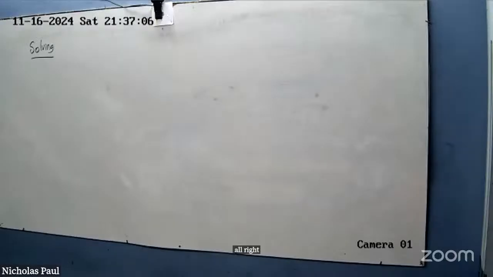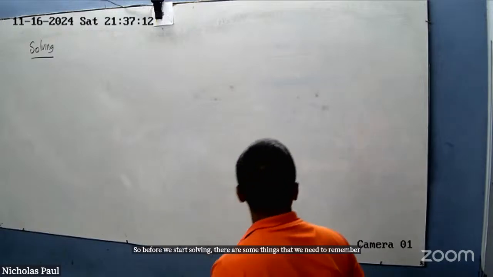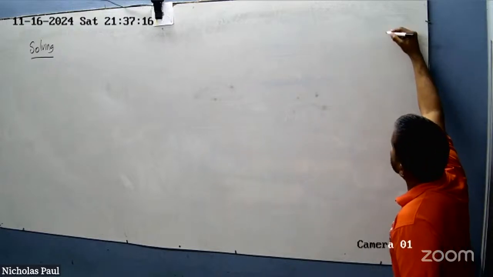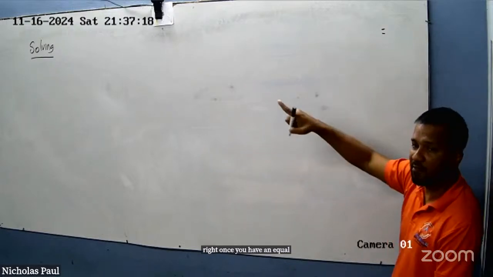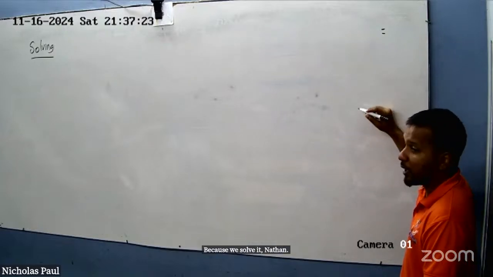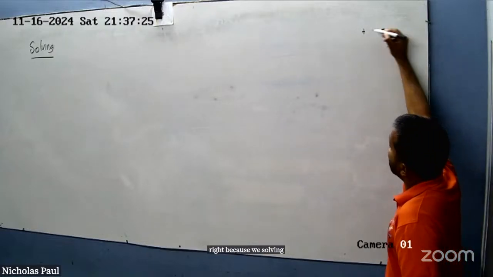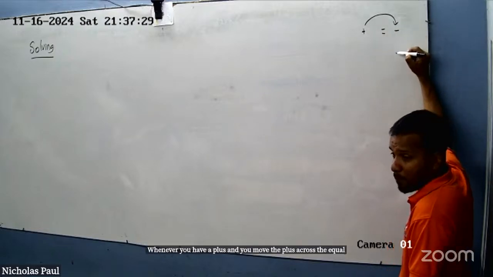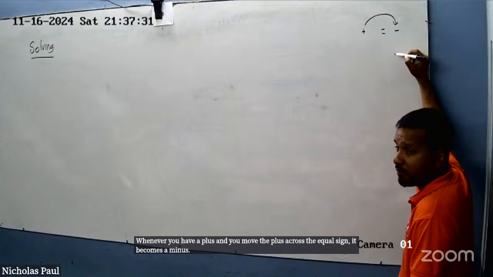Let's begin. Before we start solving, there are some things that we need to remember. Once you have an equal sign, which you will have in all these, because we're solving, whenever you have a plus and you move the plus across the equal sign, it becomes a minus. That's okay? And the other way around.